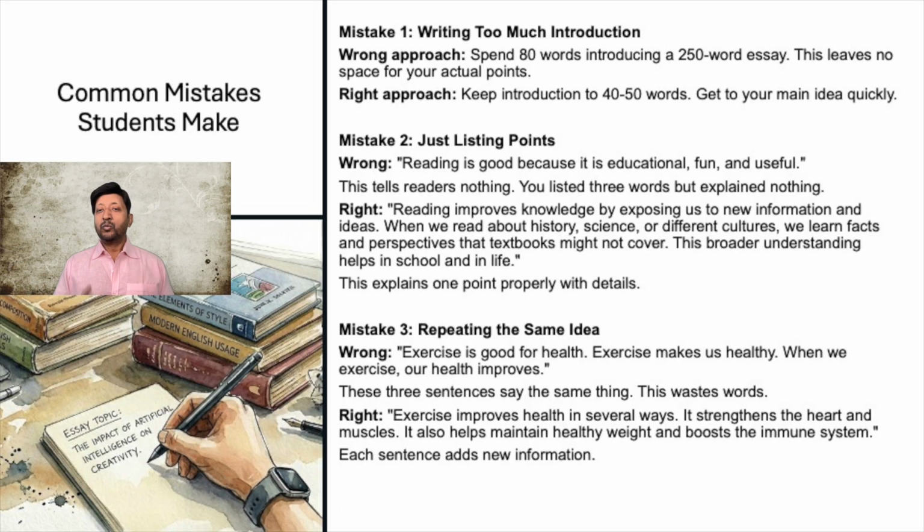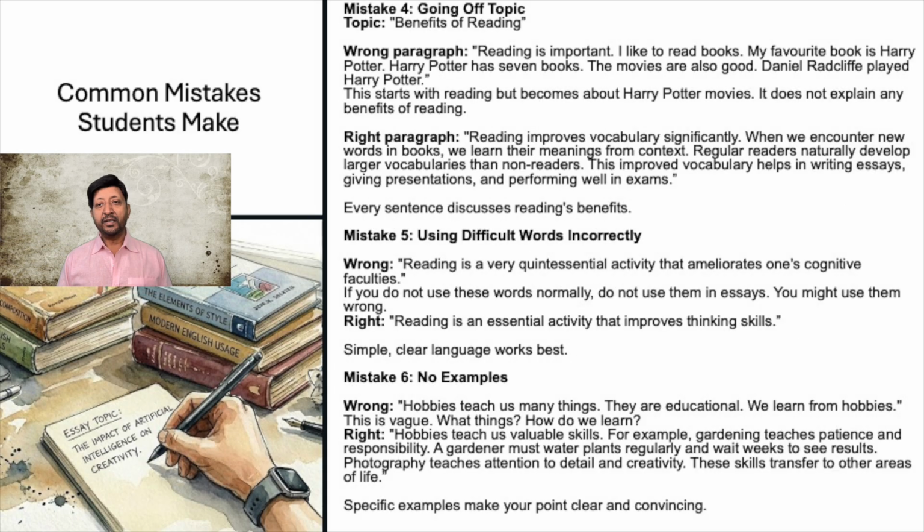Right, what are the common mistakes made by students? First, writing too much introduction. Secondly, simply listing points down. Thirdly, repeating the same idea. The fourth mistake is going off topic. The fifth mistake is using difficult words incorrectly. As far as possible, use simple words, use short sentences. And the sixth mistake is giving no examples whatsoever. I have given you examples of what you should do and what you should not do. Again, pause the video and look at them.